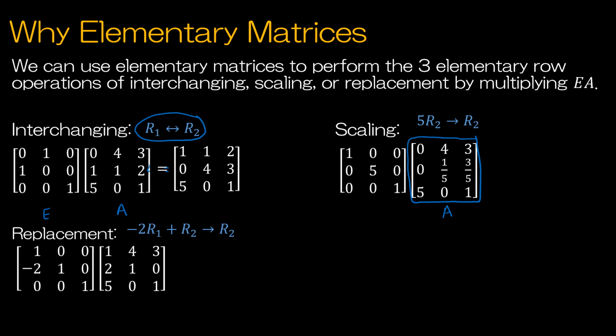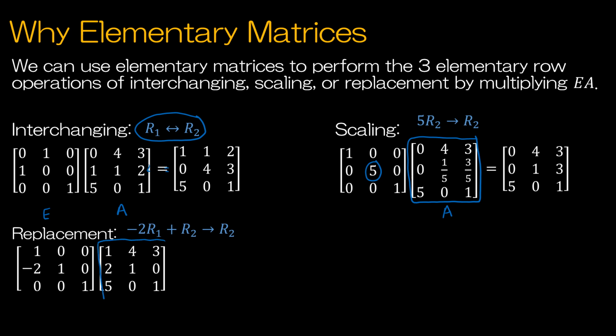So what if I wanted to multiply by 5 in R2? Then I'm replacing the 1 in R2 by 5 to indicate that I'm multiplying or scaling by 5. And again, what would happen? Only row 2 would be affected, and it would be multiplied by 5. And replacement, remember that's the one we used most often.